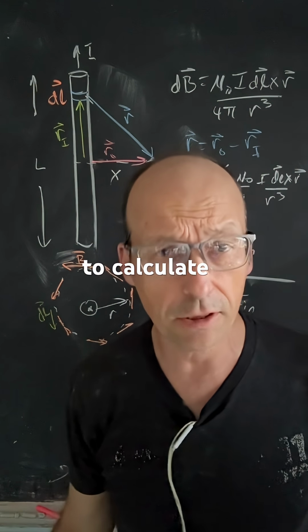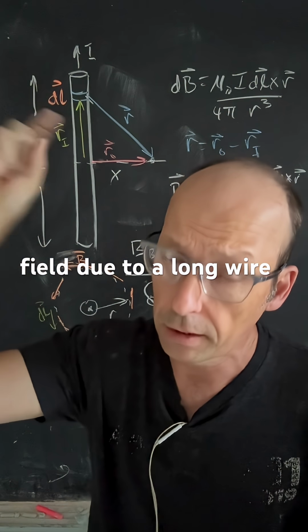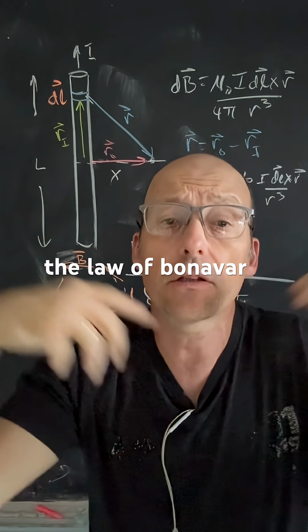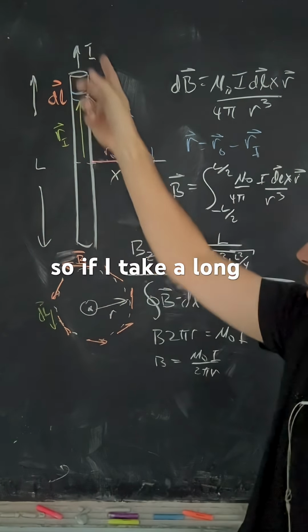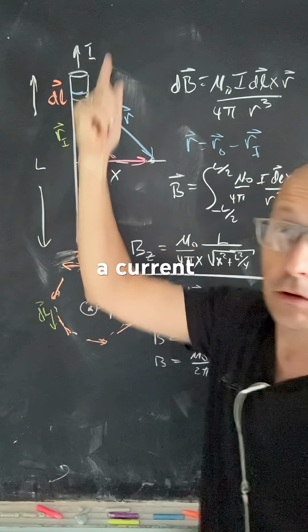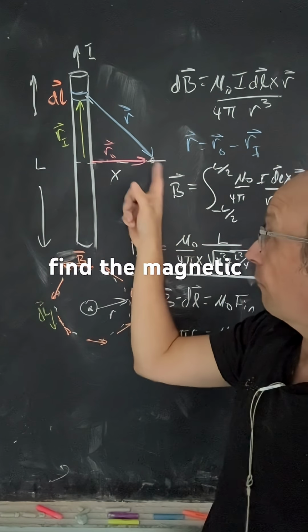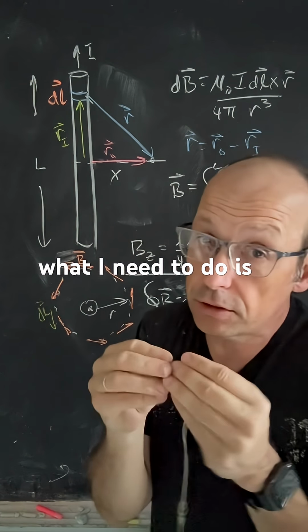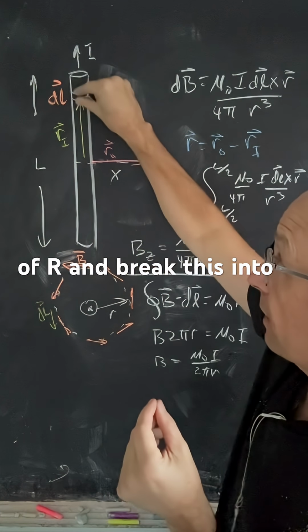Three ways to calculate the magnetic field due to a long wire. The first way is the law of Biot-Savart. If I take a long wire of length L with the current moving that way, and I want to find the magnetic field right here in the middle, what I need to do is use the law of Biot-Savart and break this into tiny little pieces.